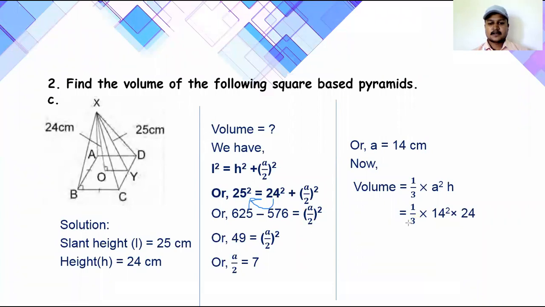And if we will cancel out it, 3 8s are 24. 14 square, it is 196 into 8. Multiply those. 1568. Okay, 1568 cubic centimeter. And this is our required answer.